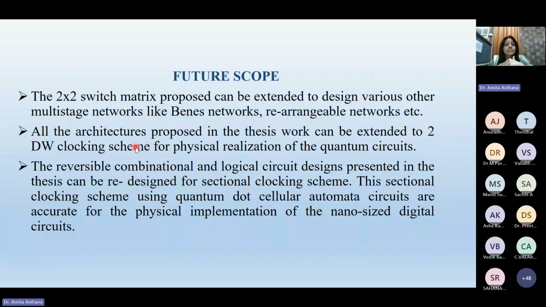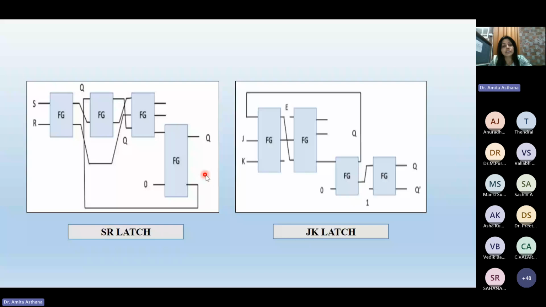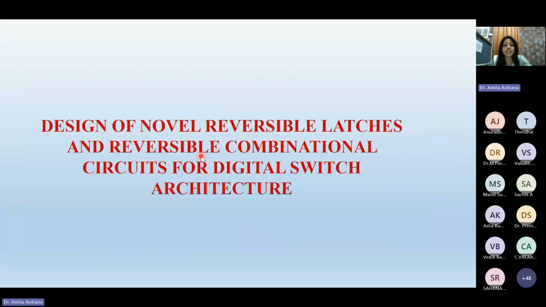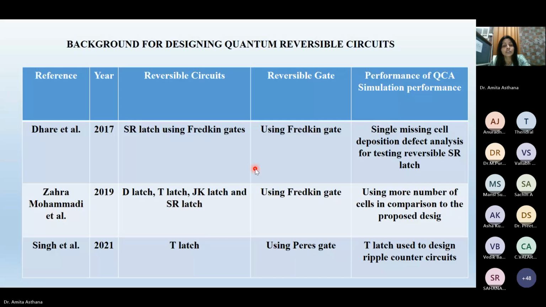So all the architectures can be extended to 2DDWave clocking scheme, where this 2DDWave clocking scheme is very important, because the main problem for realizing any quantum circuit is to give the proper clock zone, which is always not possible. But if we employ this particular technique, we can give a proper clock zone, and we can get the desired output also.